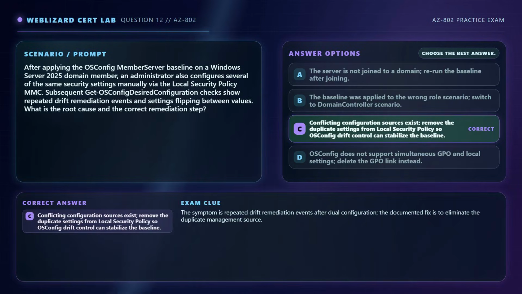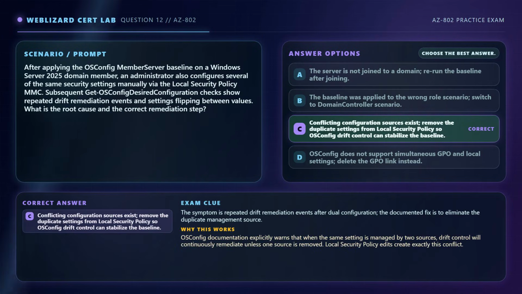The correct answer is C. Conflicting configuration sources exist. Remove the duplicate settings from local security policy so OSConfig drift control can stabilize the baseline. OSConfig documentation explicitly warns that when the same setting is managed by two sources, drift control will continuously remediate unless one source is removed. Local security policy edits create exactly this conflict. The symptom is repeated drift remediation events after dual configuration. The documented fix is to eliminate the duplicate management source.